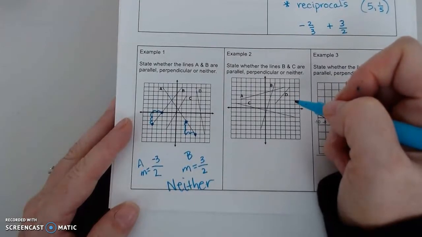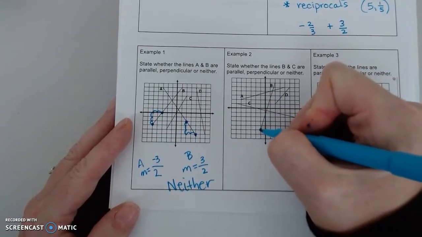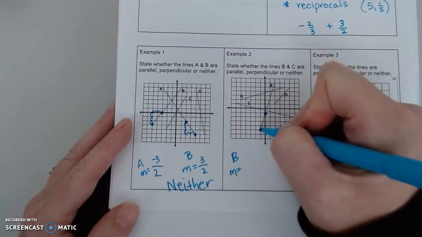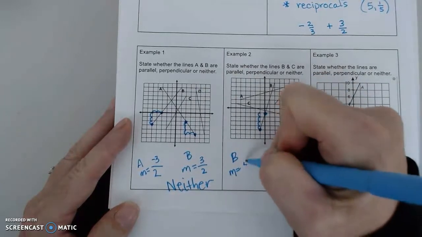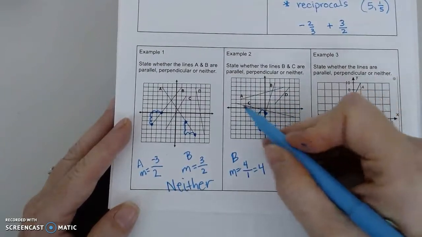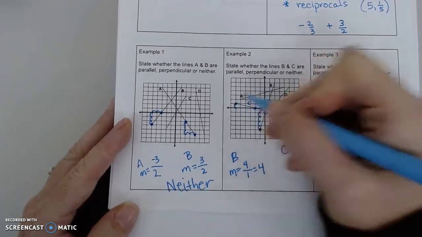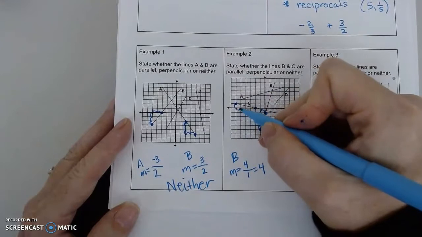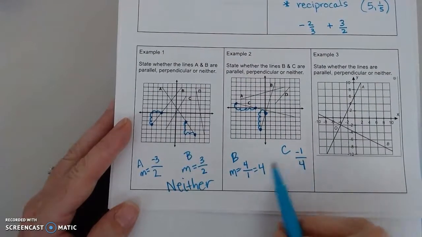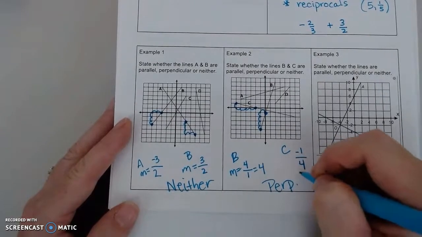All right, let's look at B and C. So I've got a different drawing. So if I look at B, we've got here, and it looks like it crosses right there. So B, my slope is going to be up 1, 2, 3, 4, and to the right 1. If I look at C, they're definitely not parallel. So I've got here, and let's say right here. So I'm going to go down 1, and 1, 2, 3, 4, 4 to the right. So I can see they are opposite signs, and 4 and 1 over 4 are reciprocals. So that means that these 2 lines are perpendicular.